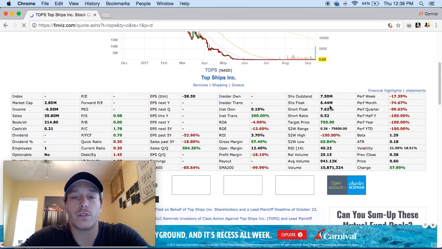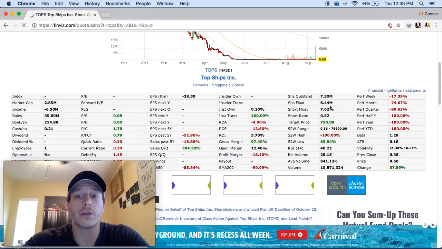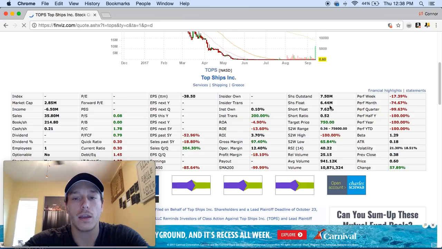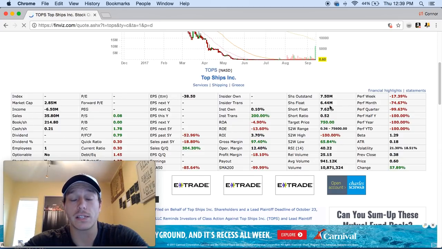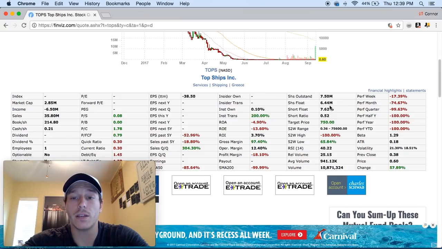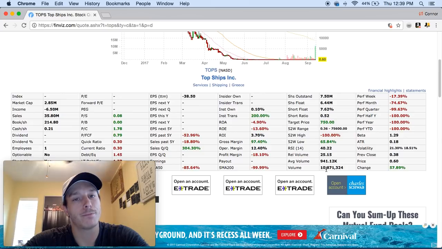6.44 million share float. So a 6 million share float. That is extremely low. That is a very low float stock. And we can see price move very quickly, and we can make a lot of money trading something like this. And why is that? Because the supply is only 6 million. Look at the volume that it traded yesterday, 10 million. You see what I'm saying?